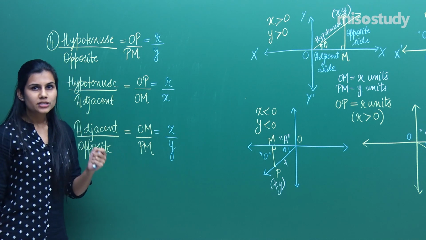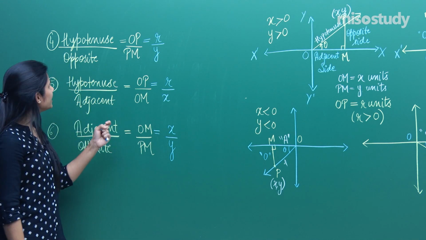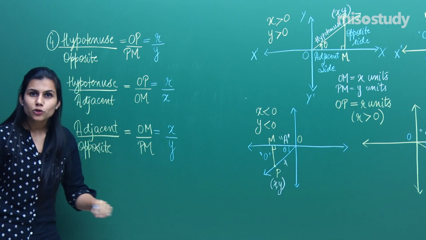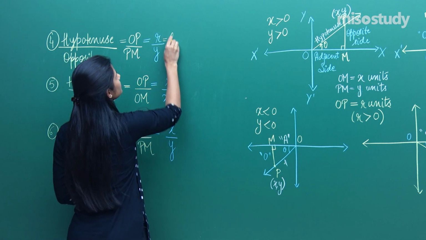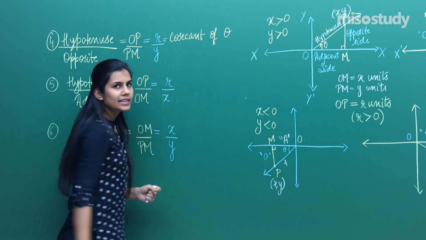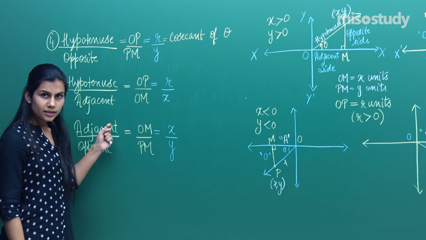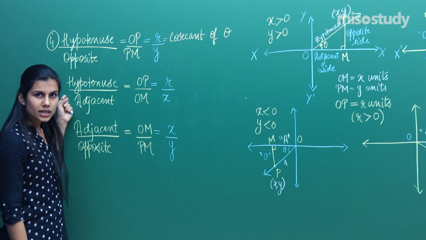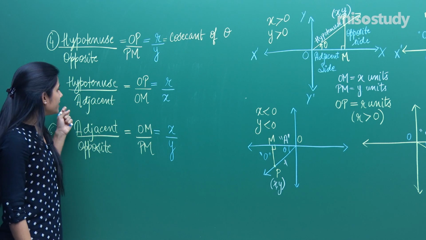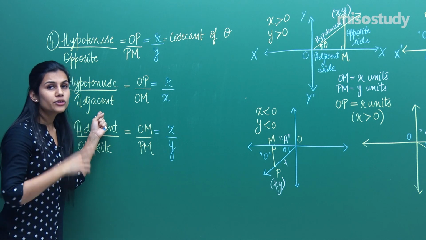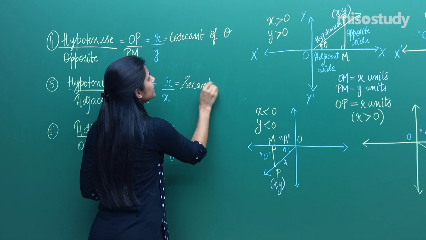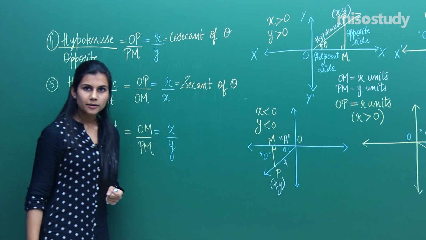This ratio, which is the ratio of the hypotenuse with the opposite side of the right triangle OMP with respect to the angle theta, is known as cosecant of the angle theta. Similarly, the ratio of the hypotenuse with the adjacent side of the triangle of reference OMP, where this adjacent side is adjacent with respect to the angle theta, is known as secant of the angle theta.